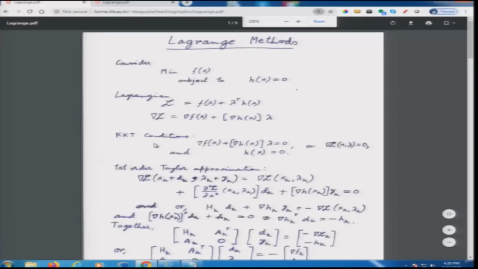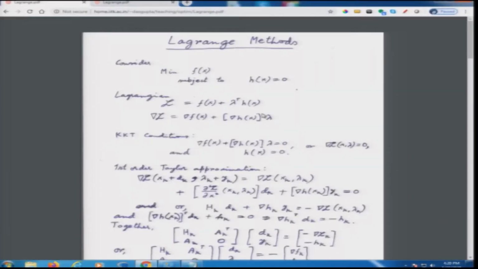Okay. So, among the 4 families of methods to solve nonlinear optimization problems, now we are going to discuss the 4th, that is Lagrange methods. In a way, this is our old friend, because after studying KKT conditions, the first few problems that we solved were actually by trying to satisfy the KKT conditions, and Lagrange methods essentially do that.